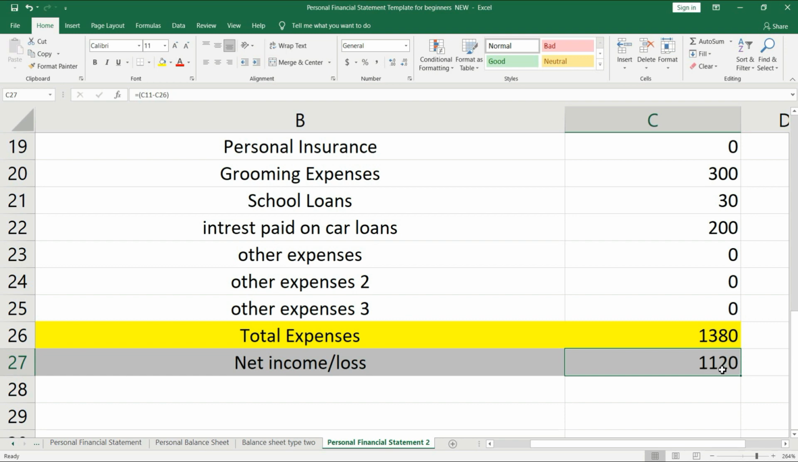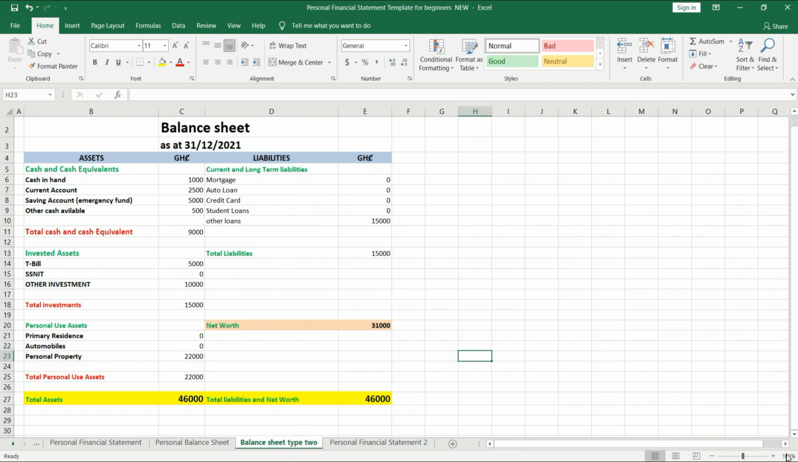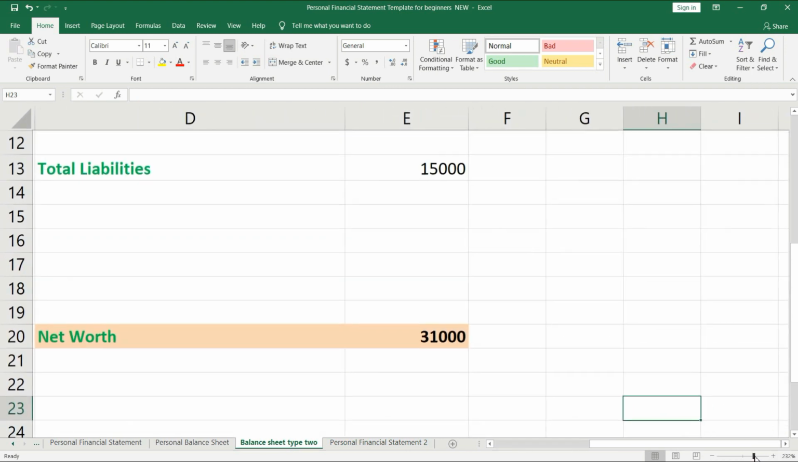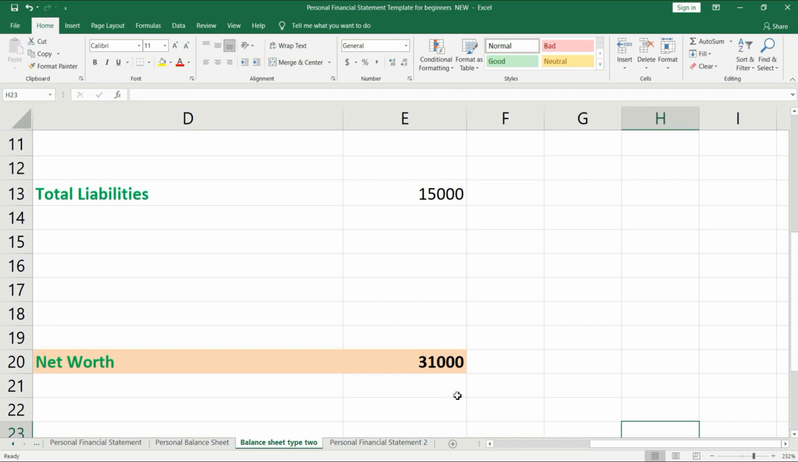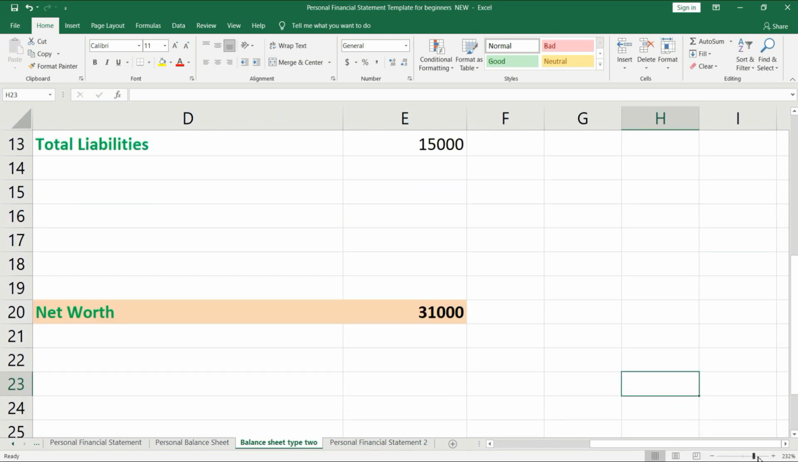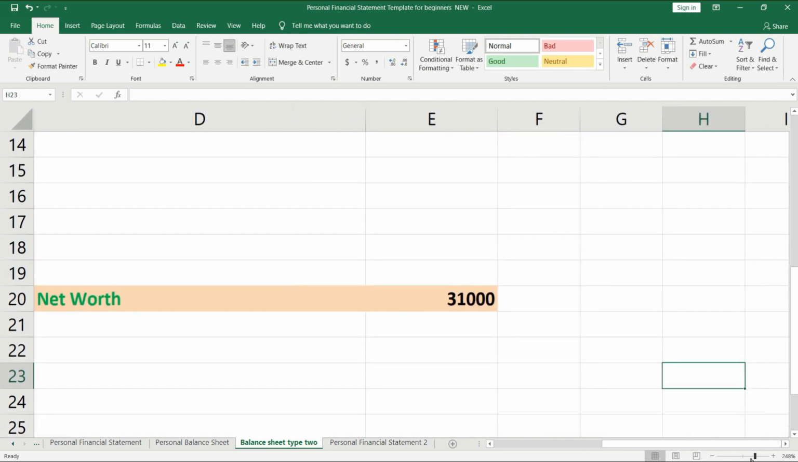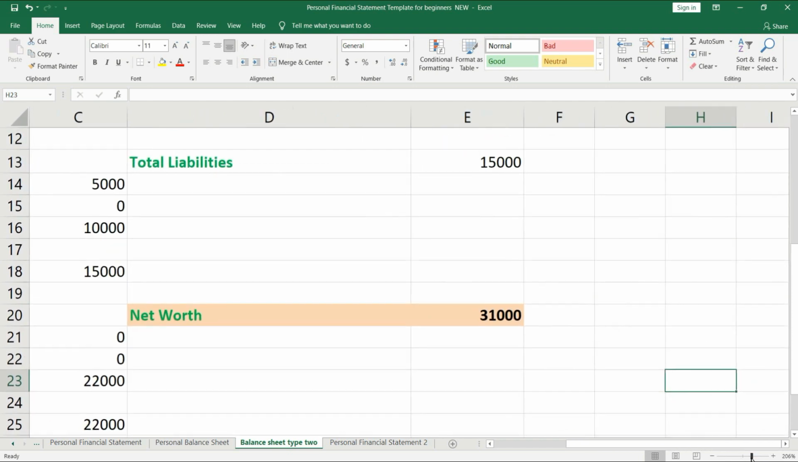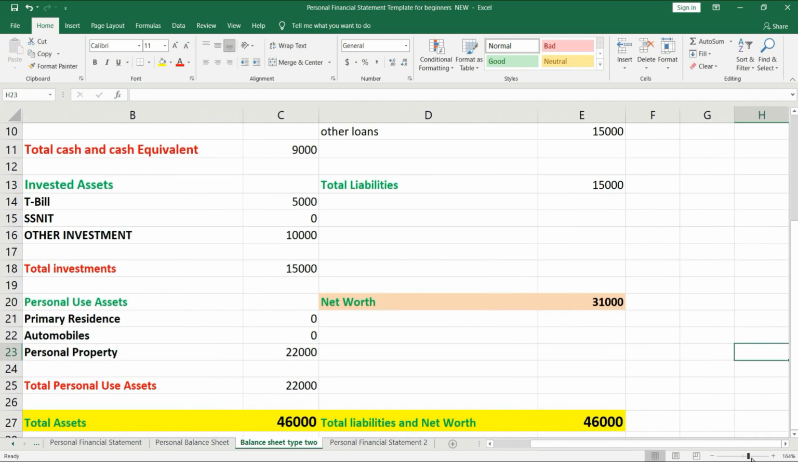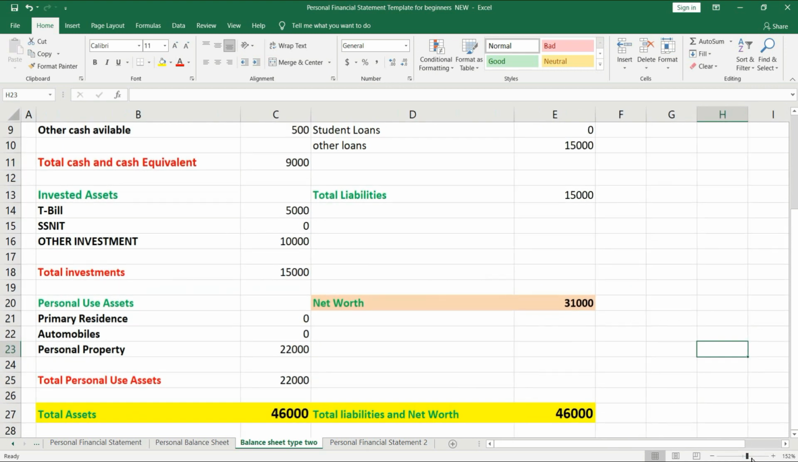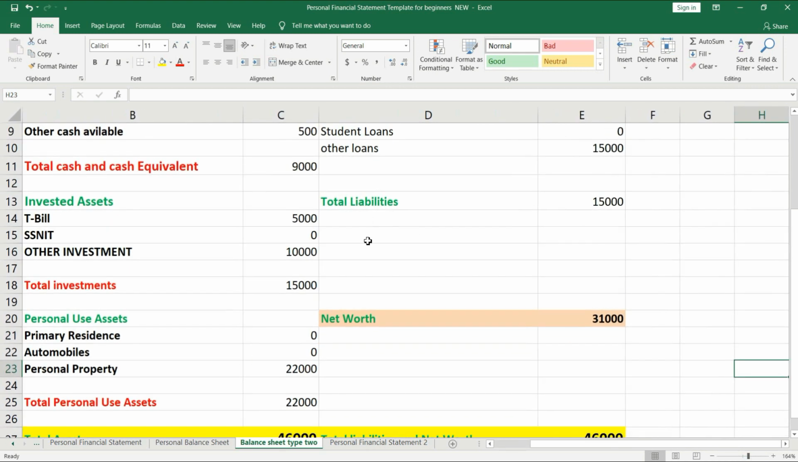Okay, so this amount of money. Now, let's come to the balance sheet. Let me get this zoom thing right, and let me explain better. Okay, let's see what we have. Now, this is the balance sheet.